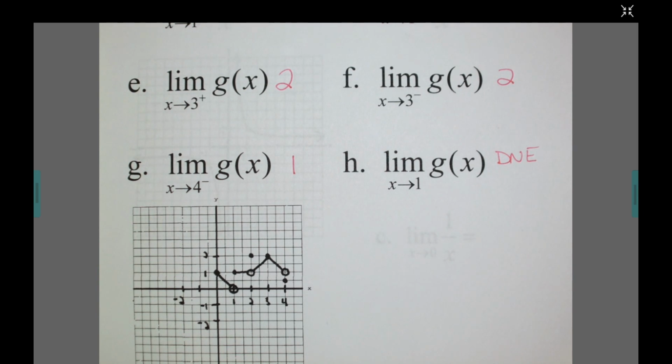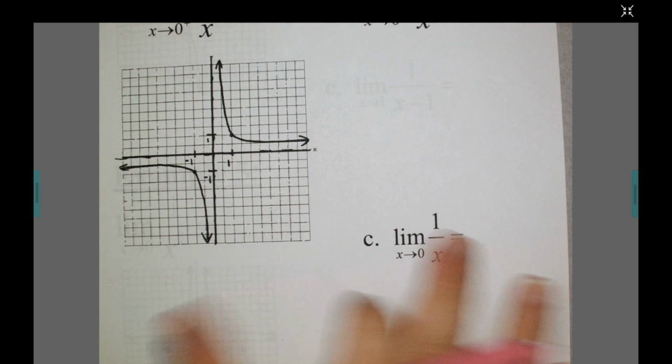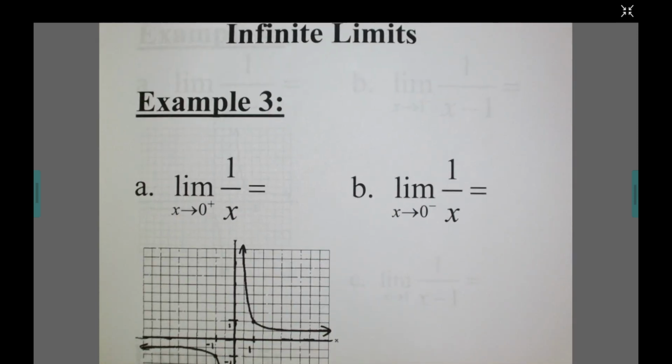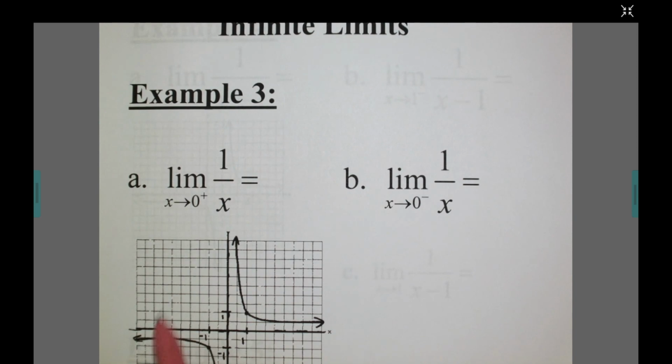Does not exist. All right, there are also times when we approach an x value that we're not going to have a given y value. And that would be infinite limits, which we look at in example 3. So the graph was provided for you on this one. You may have to do it by hand. That would be something well within the realm of possibility here.